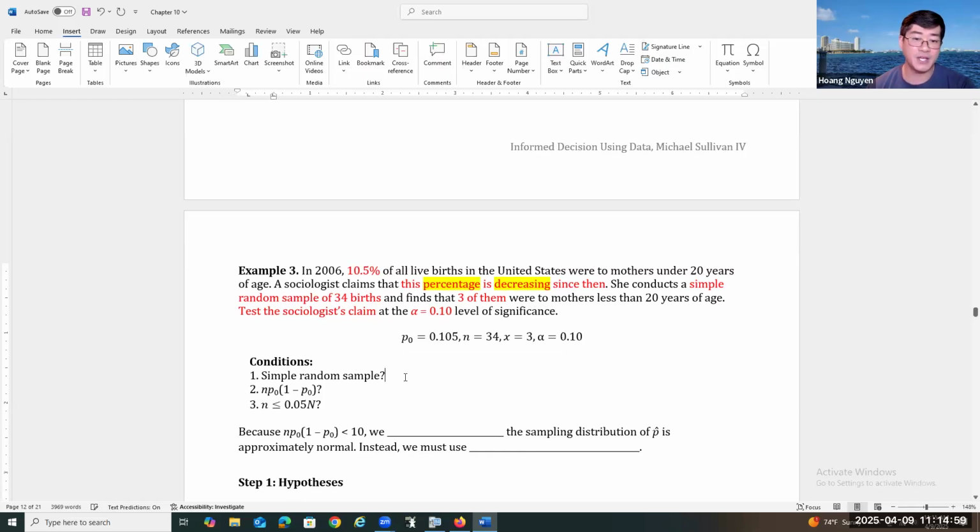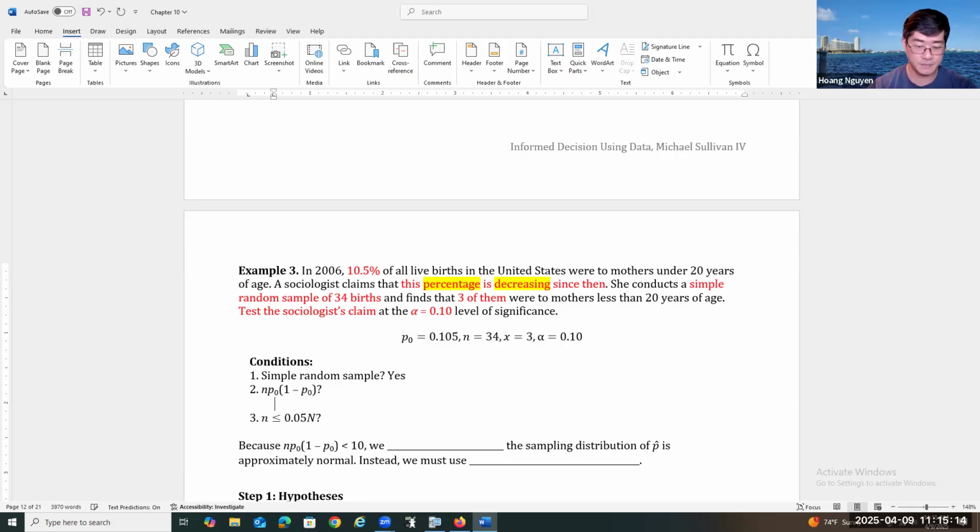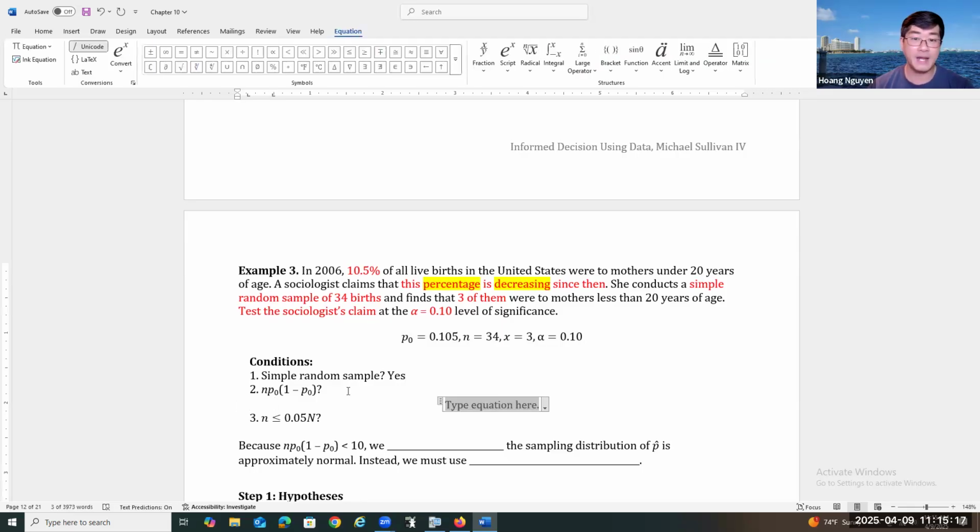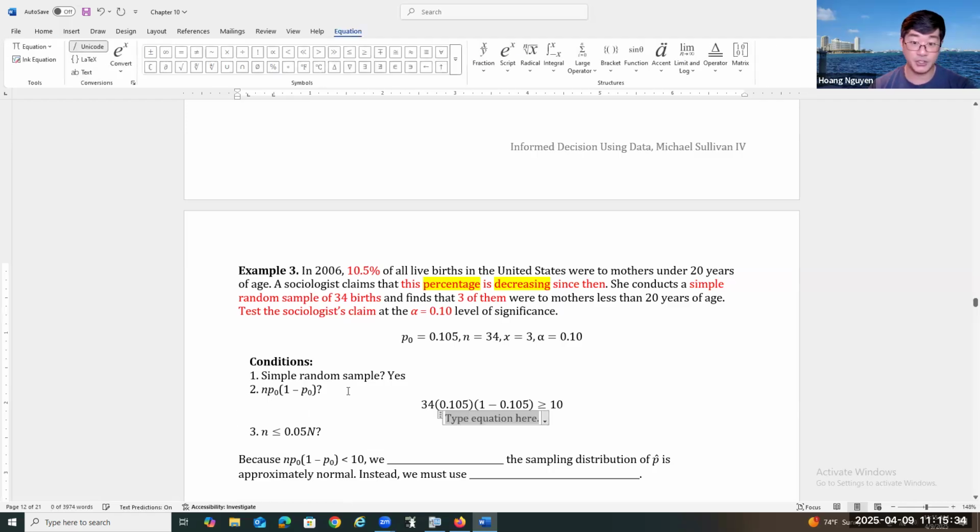So let's double check the conditions. The first condition, simple random sample. Do we have that? Yes, she conducted a simple random sample of 34, so this condition should be okay. Now the second condition, is it good? So n is equal to 34, times the original proportion 0.105, times 1 minus 0.105. You want to make sure that this answer is more than or equal to 10. Is it true?